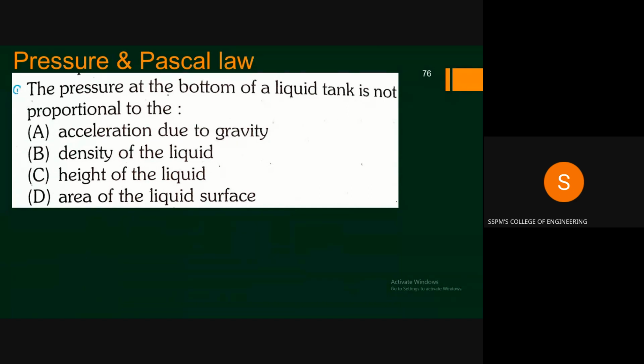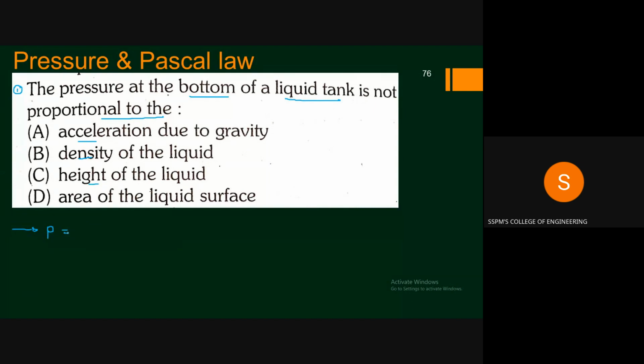Okay, refer the first question. The pressure at the bottom of a liquid tank is not proportional to acceleration, density, height, and area of the liquid surface. Okay, so exactly, here in the question it says that the pressure at the bottom of a liquid tank is not proportional to what? Okay, so we should know the basic equation.